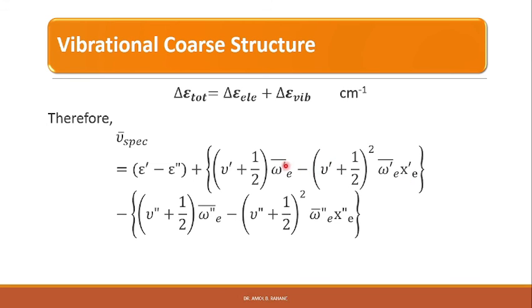Since nu prime represents the upper level, that is the vibrational levels for the upper state, and this equation is for the vibrational levels for the lower electronic state, nu double prime. More than 6 lines can be observed in a particular band, and from them the values of omega bar prime e and x prime e and omega double prime bar e and x double prime e can be calculated.